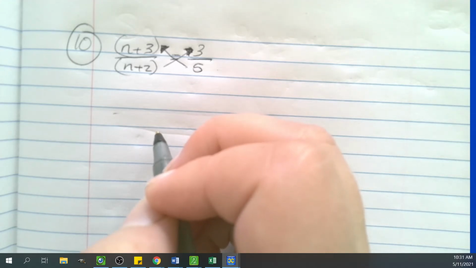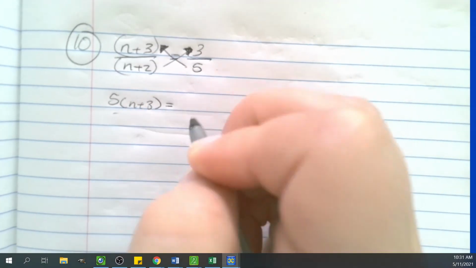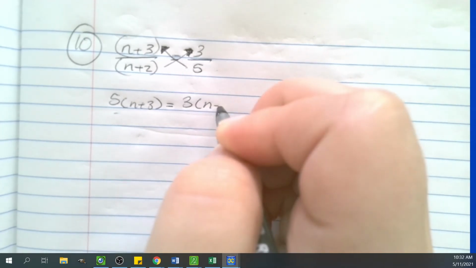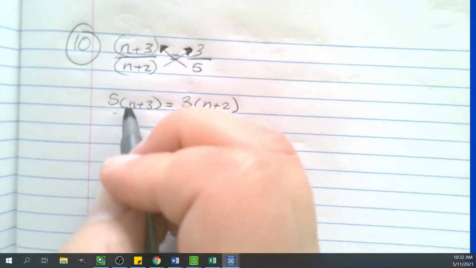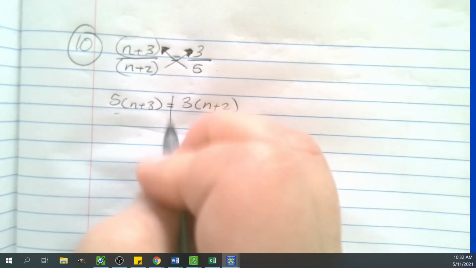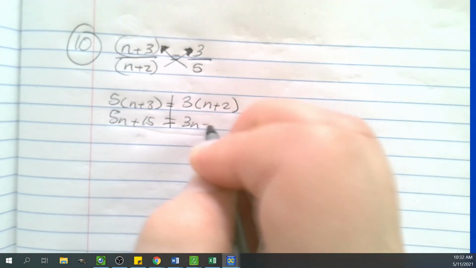Do you need me to give you a little nudge? 5 parentheses n plus 3. Okay. Diego, the other side? 3 parentheses n plus 2. Good. Gustavo, can you simplify this side? Jacob, can you simplify this side? Gustavo, you're this side. Jacob, you're this side. 5n plus 15. Jacob? 3n plus 6. Good.